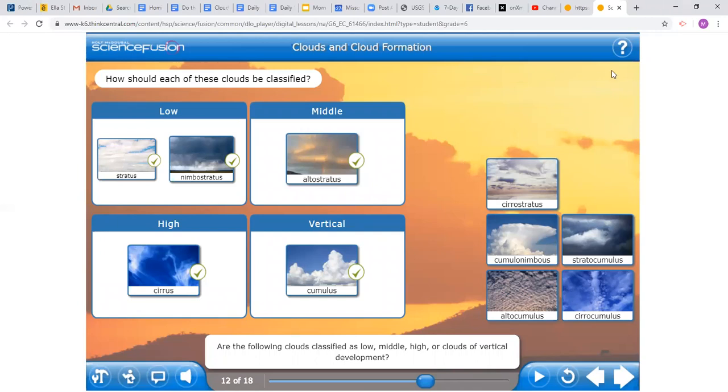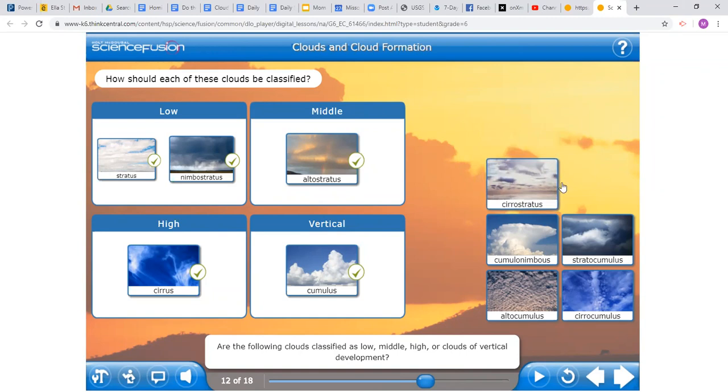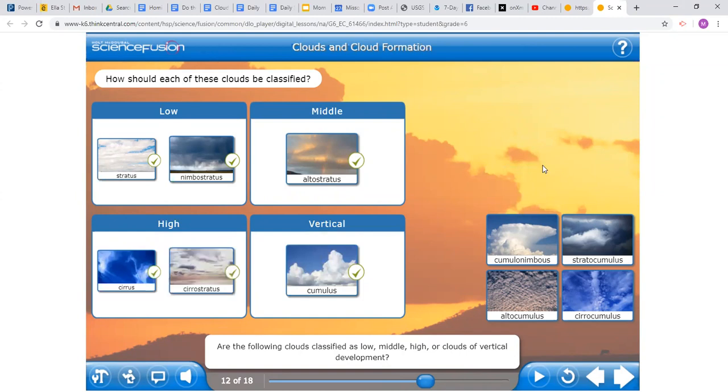Now we can start to put this all together. Where does a cirrostratus cloud go? Any guesses on that one? Yep. You beat me to it, Leah. So a cirrostratus cloud is just a high layered cloud. We combine cirro and stratus.